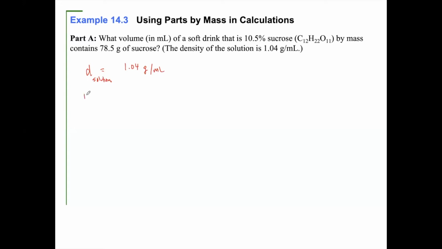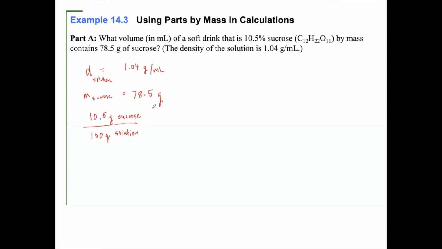The mass of the sucrose is 78.5 grams. The percent of the soft drink by mass that's sucrose is 10.5%. What that's basically saying is that there's 10.5 grams of sucrose in 100 grams of solution. So 100 grams of this soft drink contains 10.5 grams of sucrose.